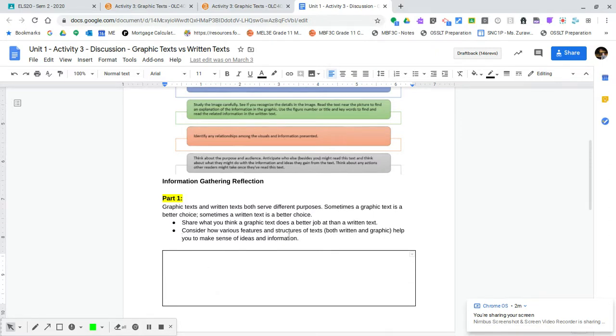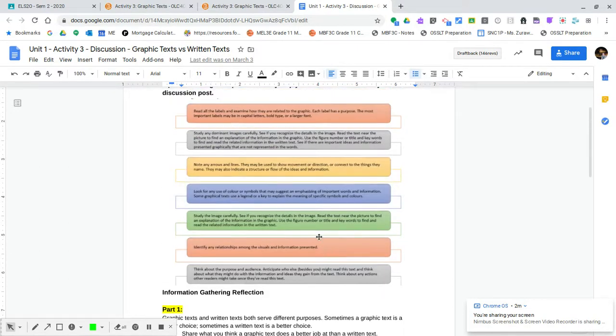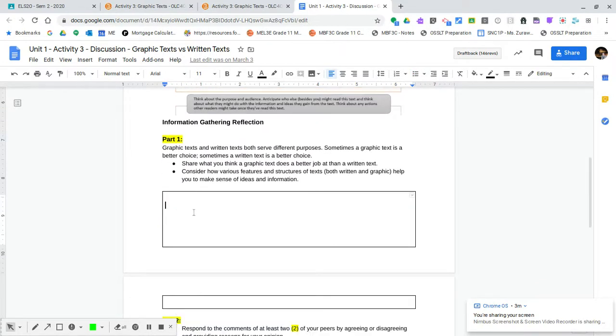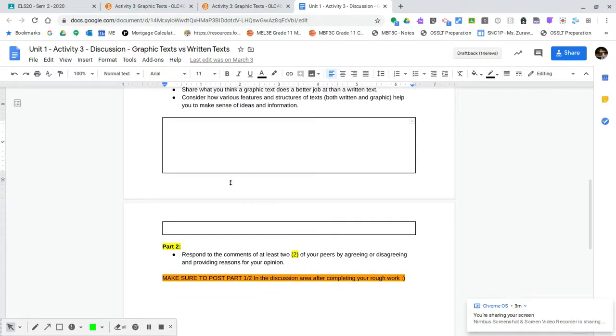And then, so what does each one do a better job at? Maybe a written text does a better job at really elaborating on details or using text to make something come alive. So you could think about what you think makes sense there. And then consider how various features and structures of the text, so that would be the things that I was just talking about, help you to make sense of the information. So how do those labels, how do the lines, how do the pictures help you? So you're just coming up with maybe 4 or 5 sentences in this one.